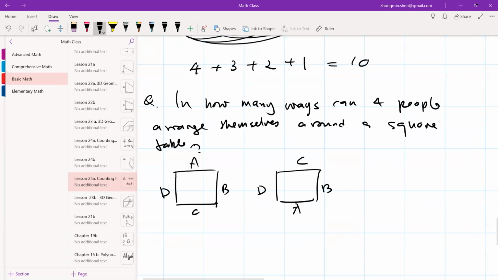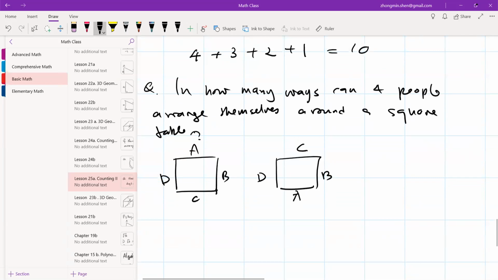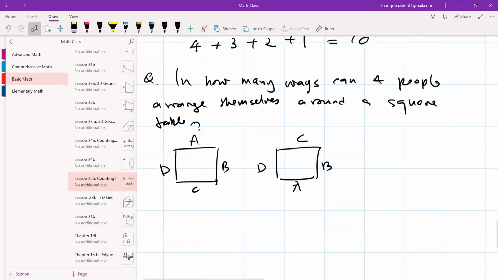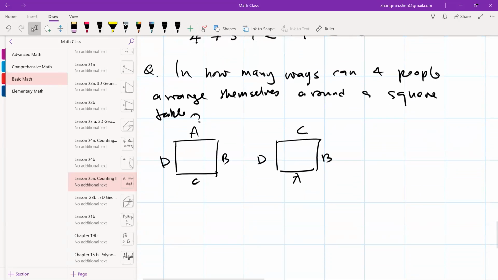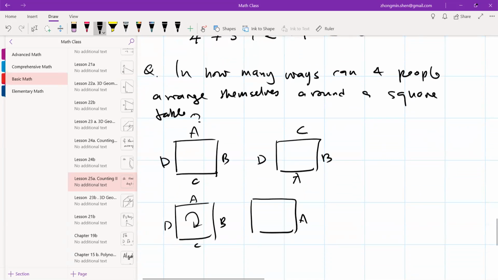There are four sides and four people, so it's 24. We have to say different arrangements means we don't count north, south, left, or right. We'll make sure their relationship is different. That means if I rotate the people, this should be viewed as the same.